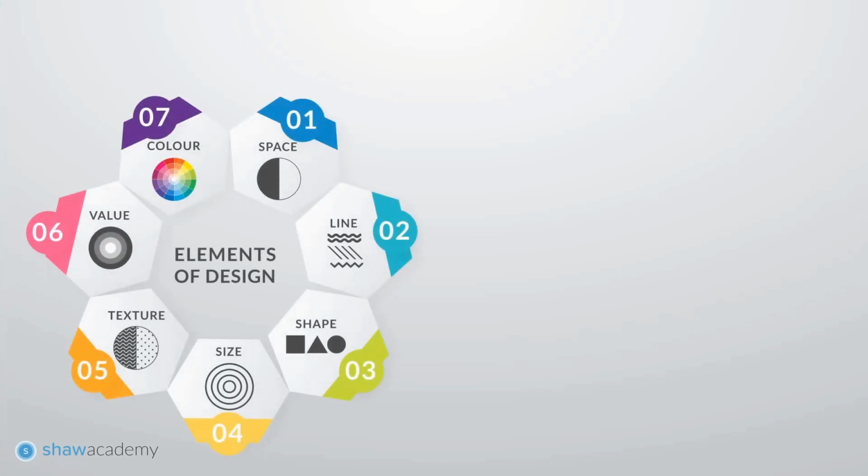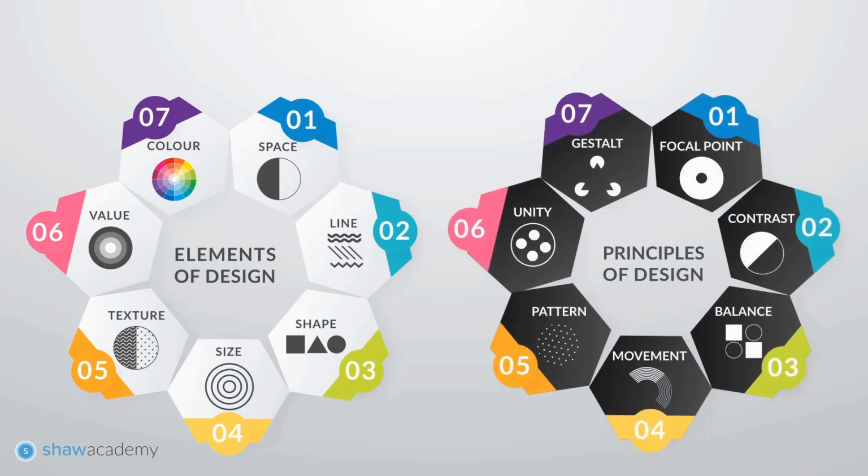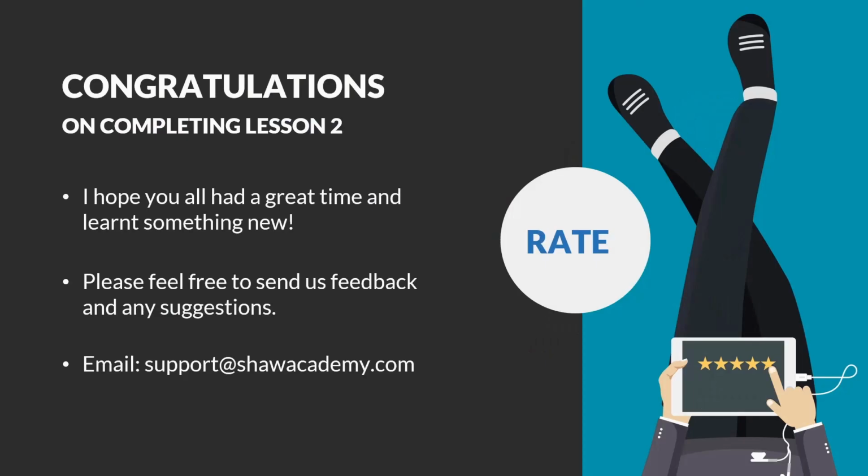Just to summarize, we examined the various elements of design, which include space, line, shape or form, size or scale, color, texture, and value. Then we discussed the principles of design: focal point or emphasis, contrast, balance, movement, rhythm or pattern, and unity. We saw how the 4 laws of Gestalt, proximity, similarity, continuity, and closure, create unity in a design. Visual hierarchy is what all your elements and principles should create when applied successfully.